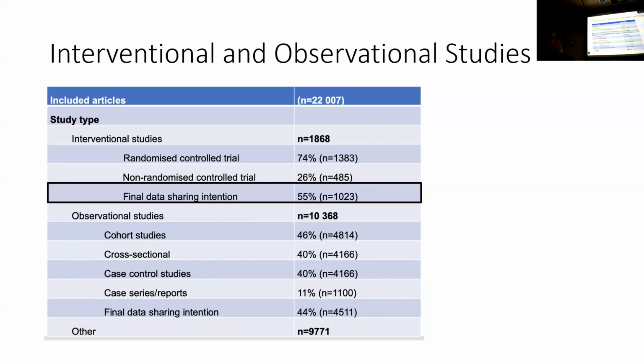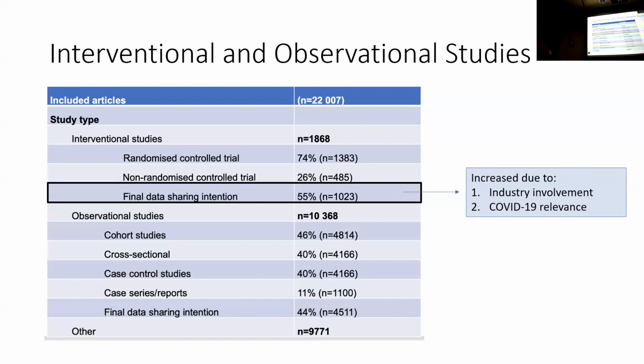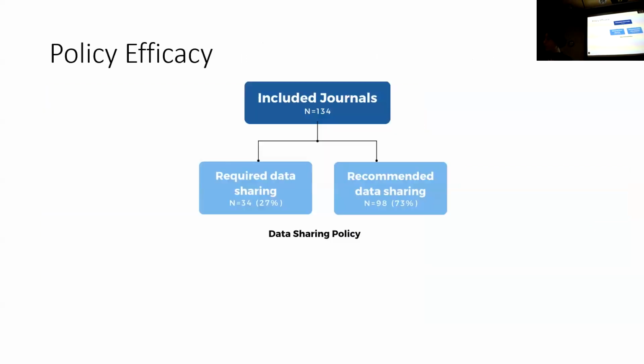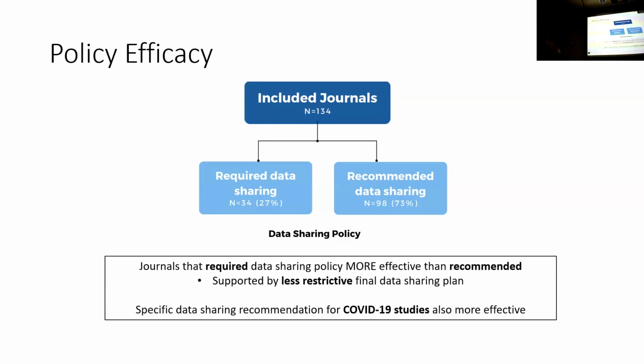Several factors increase these intentions, specifically within interventional studies, such as industry involvement and COVID-19 relevance. So most notably, journal policies that required data sharing had a 19% absolute increase in both interventional and observational studies that intended to share data compared to those which only recommended.